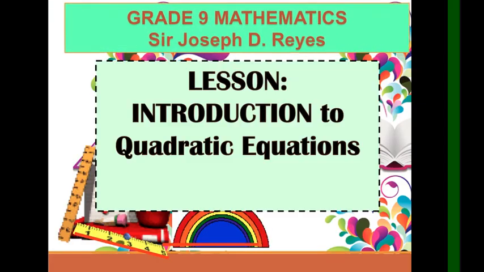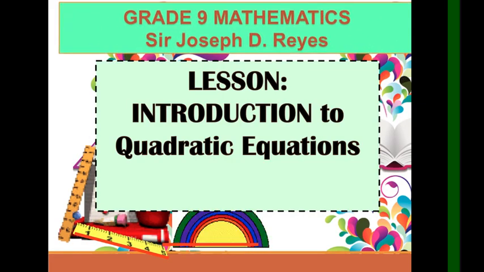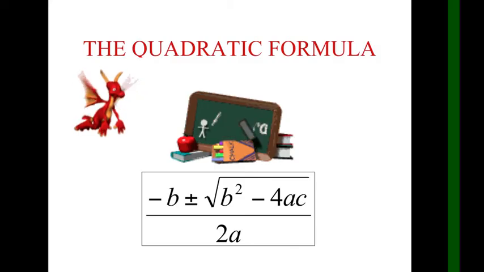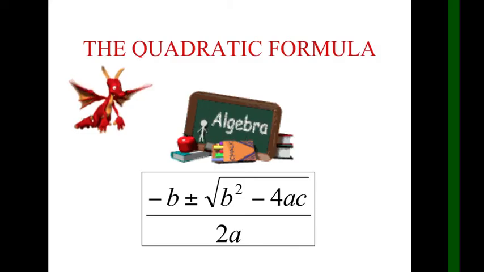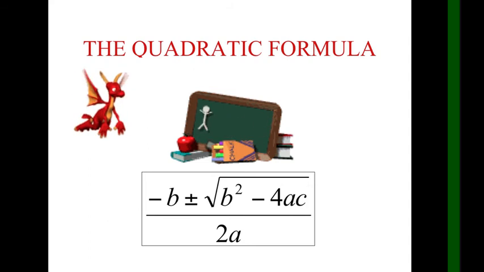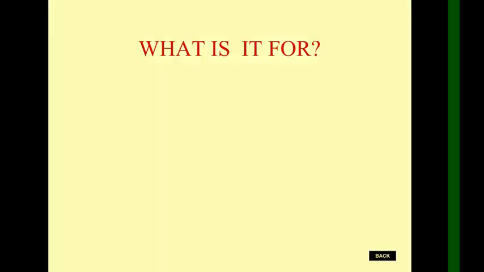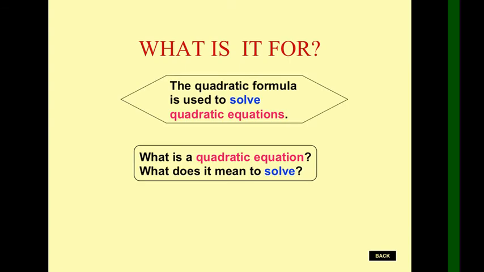Good day everyone. Our topic for today is all about the introduction to quadratic equations. Quadratic formula: we have this quadratic formula, x equals negative b plus or minus the square root of b squared minus 4ac, over 2a. What is it for? The quadratic formula is used to solve quadratic equations. What's a quadratic equation? What does it mean to solve?